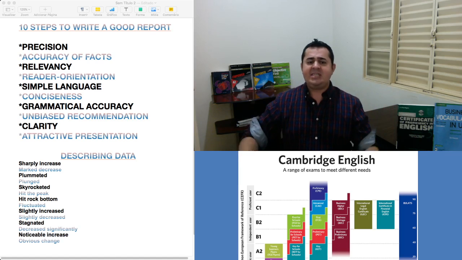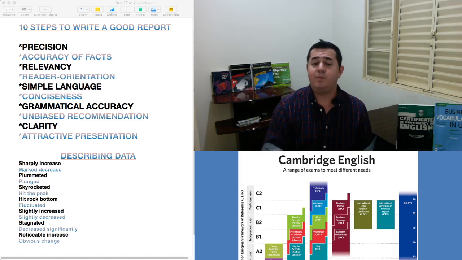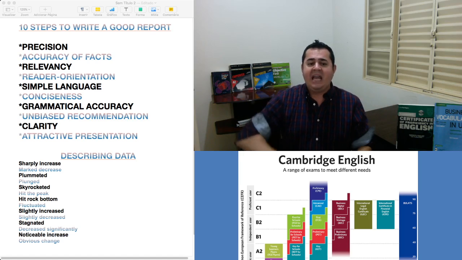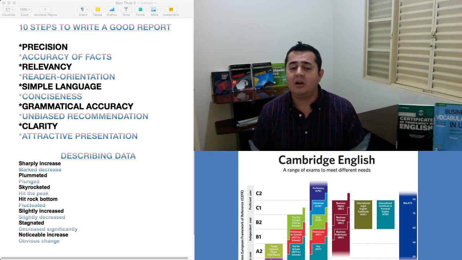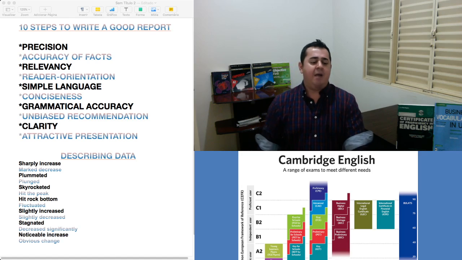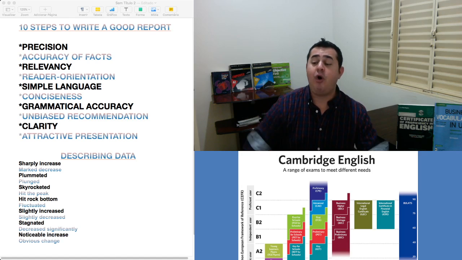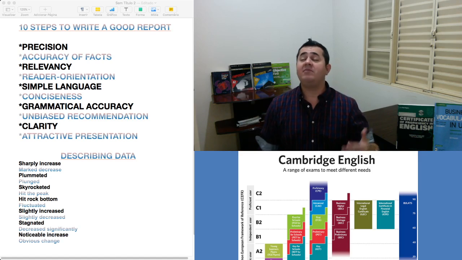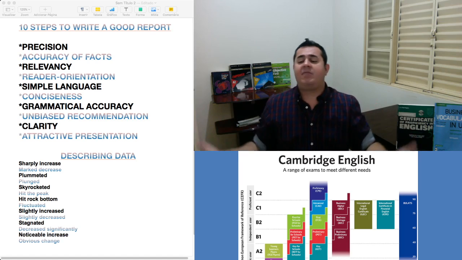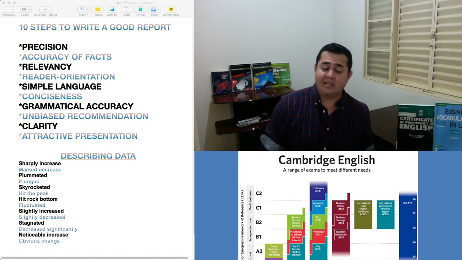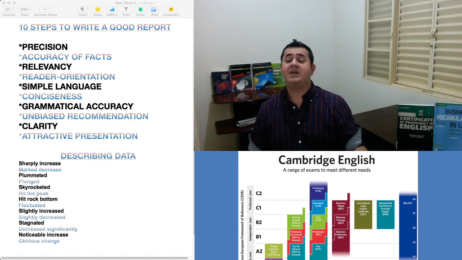Because this is just another essential feature of a good report. A good report is written in simple language, avoiding vague and unclear words. Sometimes students really try to show off by using words that only very few people are capable of understanding. What's the problem with that? Because I've just told you that the examiners are amazing, they're brilliant.